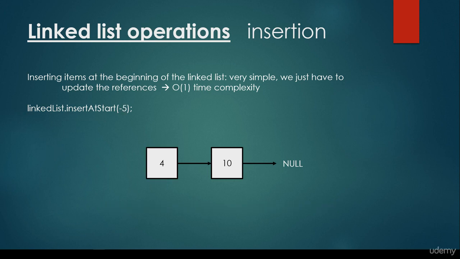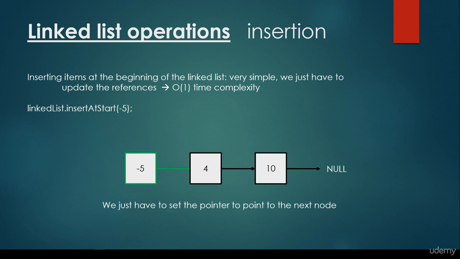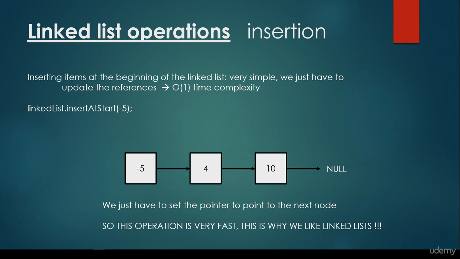What about if we would like to insert -5 at the beginning? We just have to insert it, and we have to set the pointer pointing from the -5 to the next node, which is the 4 in this case. So if we are inserting items at the beginning, we just have to set this pointer pointing to the next node, which in this situation is the 4. This operation is very fast, and this is why we like linked lists basically.